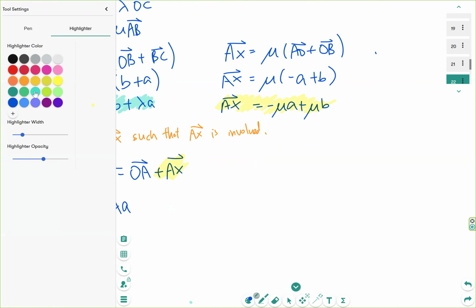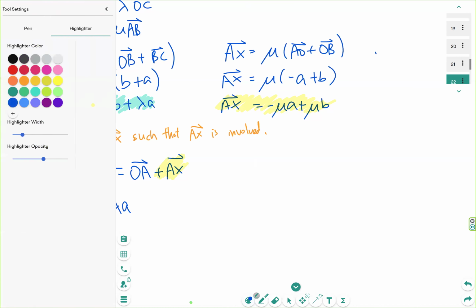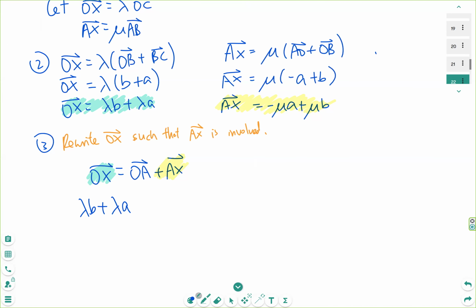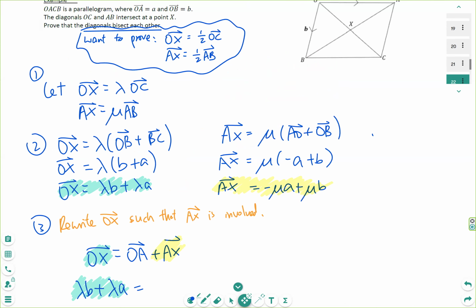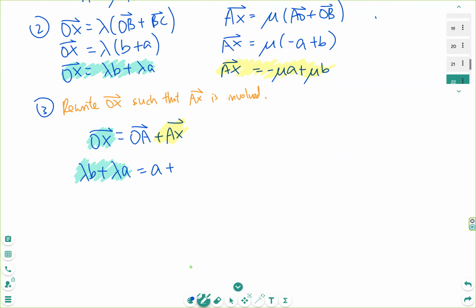Let me use color again. So that's the OX. Equals OA. So what's OA again? OA is just A. So A plus AX. AX is minus mu A plus mu B.